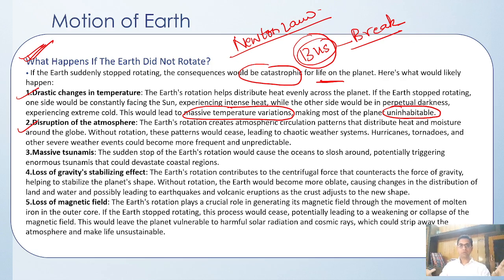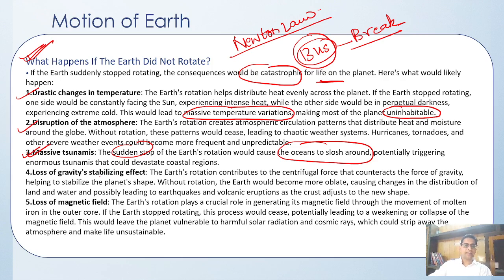There will also be a disruption in the atmosphere, because if the rotation stops, heat and moisture will not get circulated, and the circulation pattern will cease. The weather system will become chaotic. There will be very high tornadoes and hurricanes because of the sudden stoppage of the earth. Massive tsunamis will occur, as the sudden stop makes the ocean blast away over the shore areas, destroying the whole coastal area. If all of a sudden something stops, everything moves forward, right?